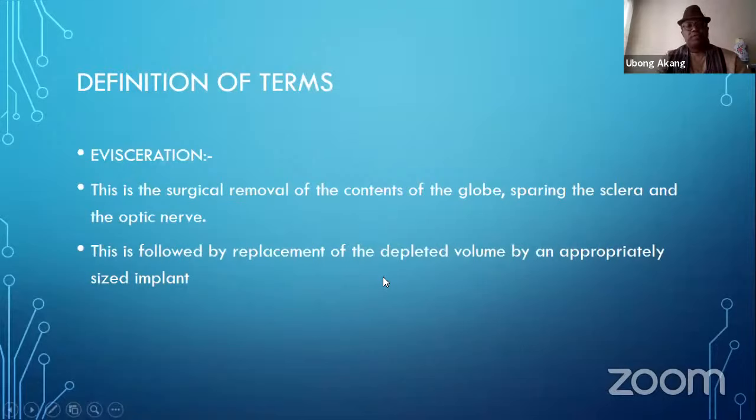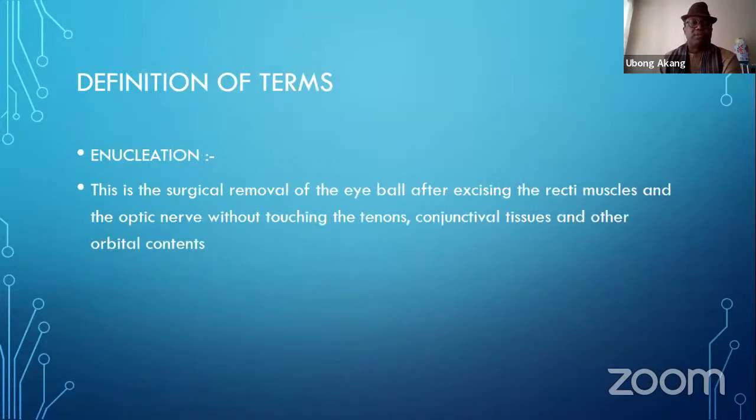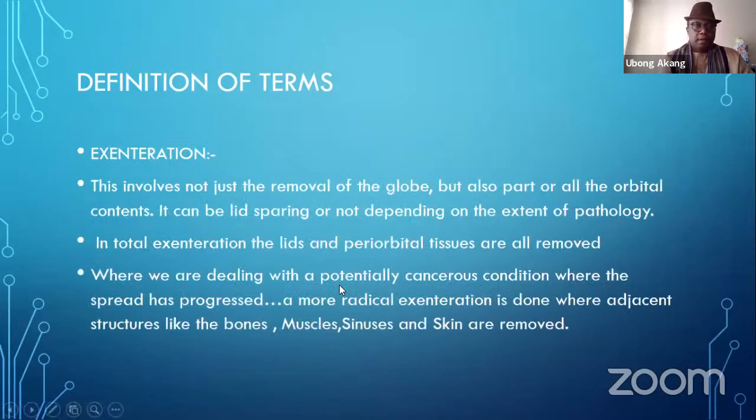Let me just define a few of these terms. Evisceration is the surgical removal of the contents of the globe, sparing the sclera and the optic nerve. This is followed by replacement of the depleted volume by an appropriately sized implant that my colleague will talk about. Enucleation is the surgical removal of the eyeball after excising the rectus muscles and optic nerve without touching the tumors, conjunctival tissues, and other orbital contents.